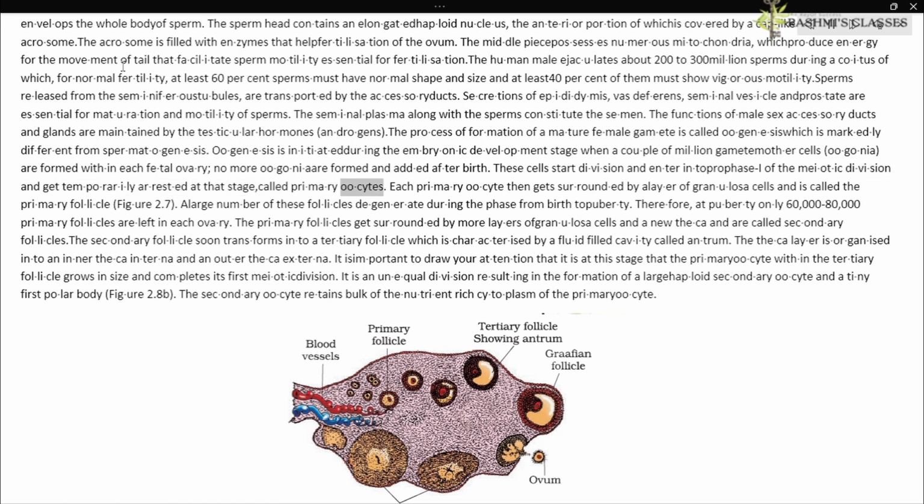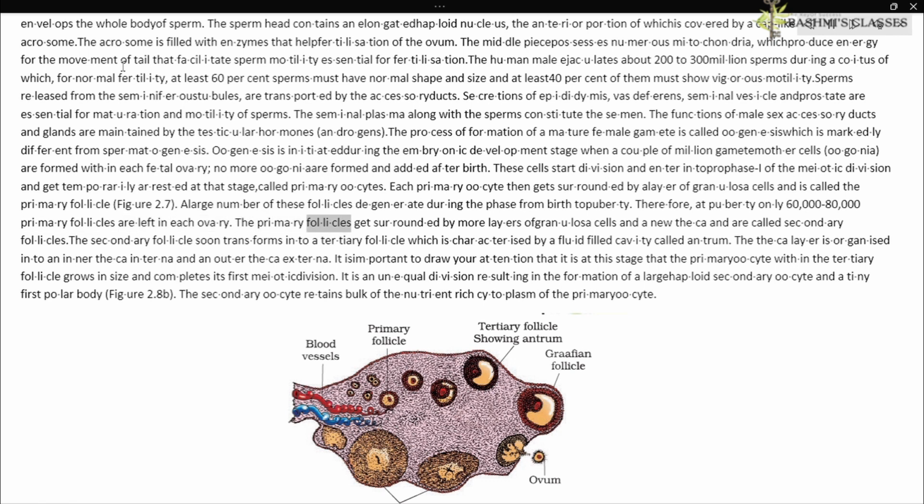called primary oocytes. Each primary oocyte then gets surrounded by a layer of granulosa cells and is called the primary follicle, Figure 2.7. A large number of these follicles degenerate during the phase from birth to puberty. Therefore, at puberty only 60,000 to 80,000 primary follicles are left in each ovary.